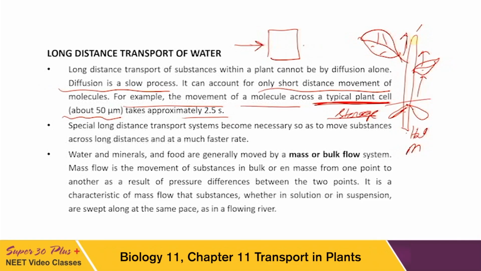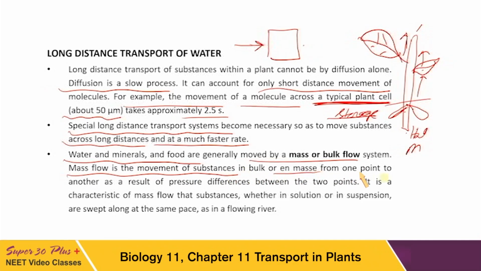And therefore we have a special long distance transport system which is necessary to move substances across long distances much faster. Water and minerals and food generally move in mass or bulk flow. Mass flow is the movement of substances from one point to another point as a result of pressure difference between the 2 points.